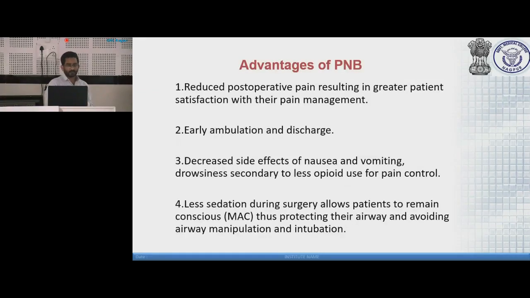Advantages of peripheral nerve block. Reduced post-operative pain, resulting in greater patient satisfaction with their pain management. Early ambulation and discharge from the hospital. Decreased side effects of opioids like nausea, vomiting, constipation, drowsiness. When it is used for surgical anesthesia, we can do surgery under minimal sedation, thus protecting the airway and avoiding intubation related complications and general anesthesia related complications.